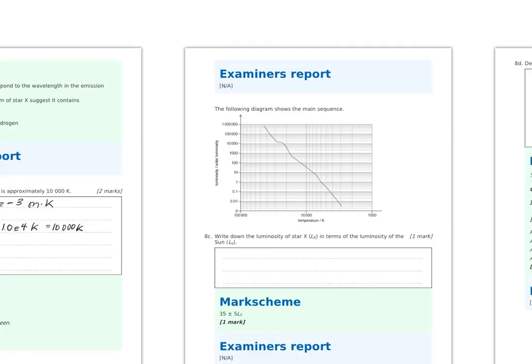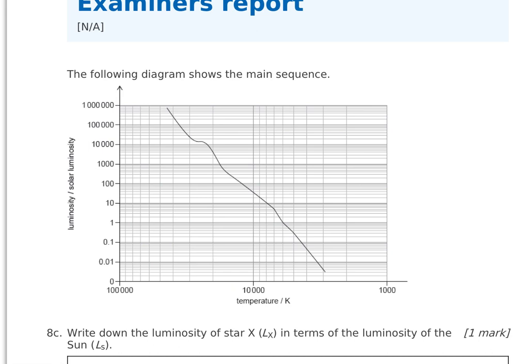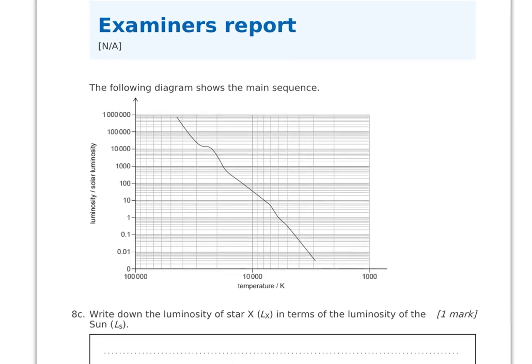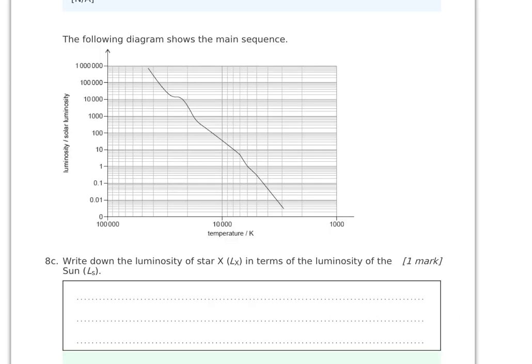All right, so we have ourselves a graph here. This looks like it is a logarithmic plot. It is logarithmic both in the x-axis and also in the y-axis. And so we have luminosity versus temperature. Looks like the following diagram shows the main sequence. Yes, this is an HR diagram. So we know that this star X is main sequence, and we know that its temperature is 10,000 Kelvin.